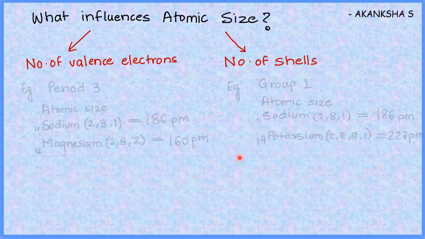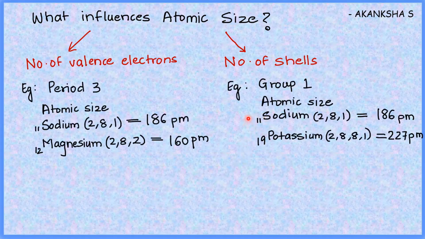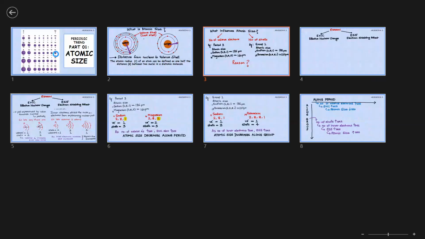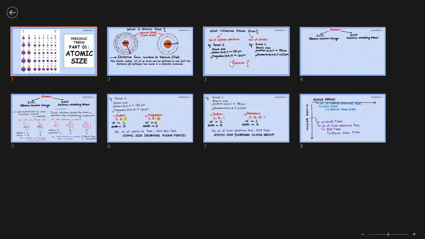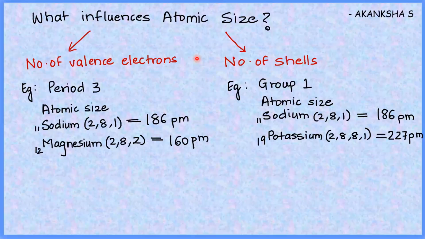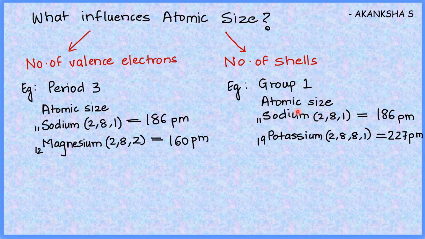For this, let's consider an example. In the modern periodic table, the third period has such elements. Third period is 1, 2, 3. There's sodium, magnesium, aluminum, silicon. This is the third period. And we are considering the first group: lithium, sodium, potassium, rubidium. So I'm going to consider one period and one group for you to understand. Period 3 has sodium, magnesium, and group 1 has sodium and potassium.